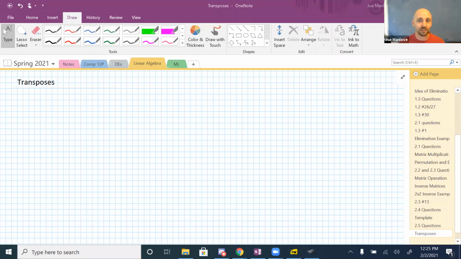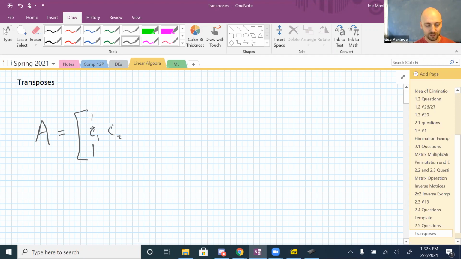All right, so let's talk our way through transposes just quick. So first, a transpose is when you swap the rows for the columns. So what that means is that if I have a matrix A, my matrix A has columns, right? So it's got a first column and a second column and kind of on and on.